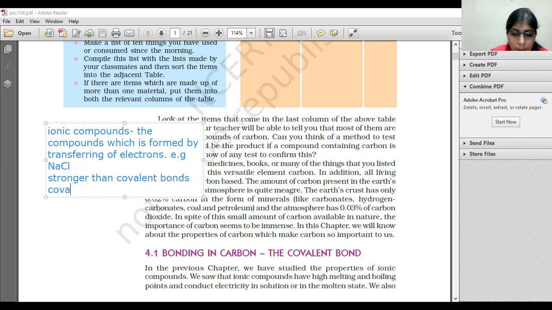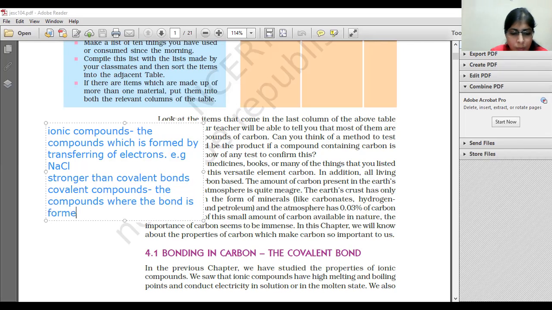And what are covalent compounds? Carbon does covalent compounding. Covalent compounds are the compounds where the bond is formed by sharing of electrons. Example, CH4. It is also known as methane.